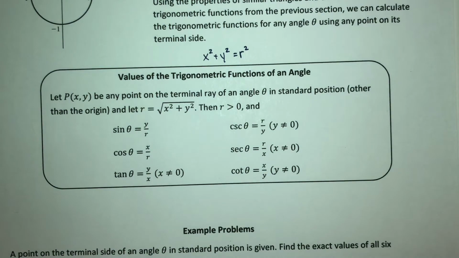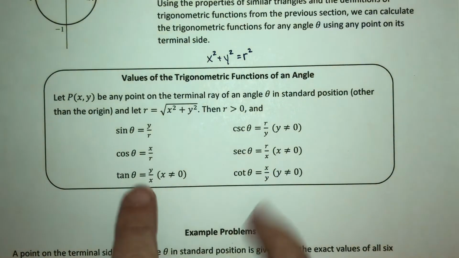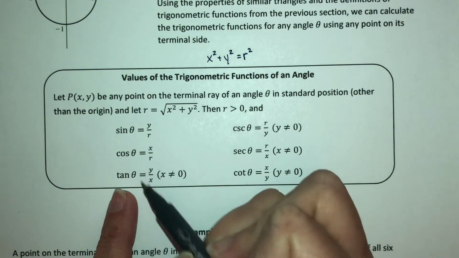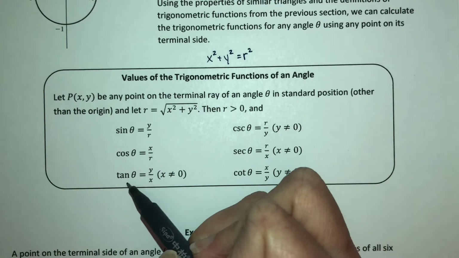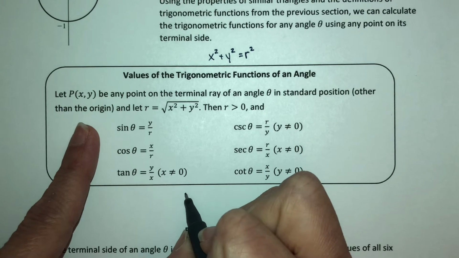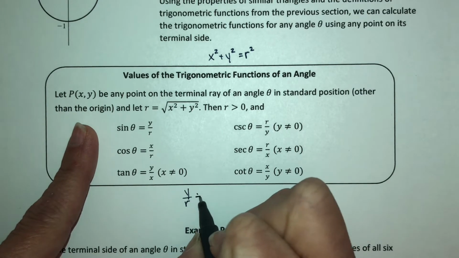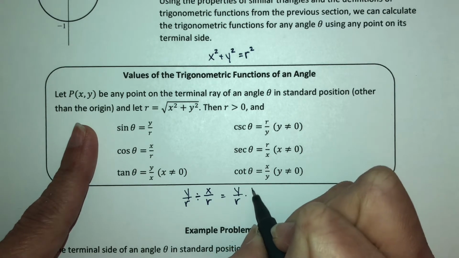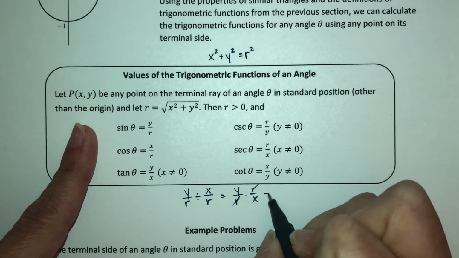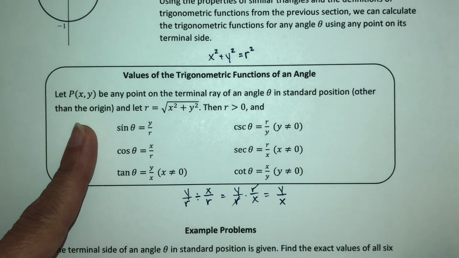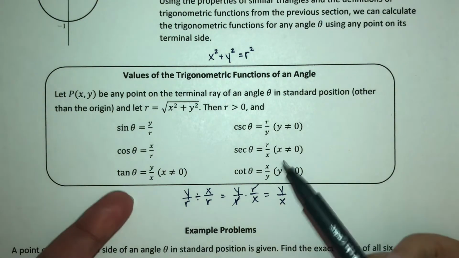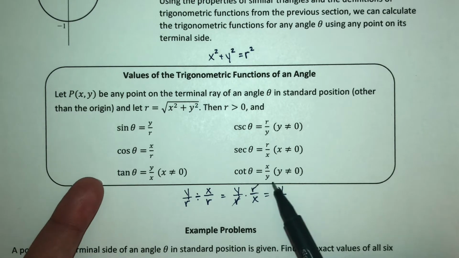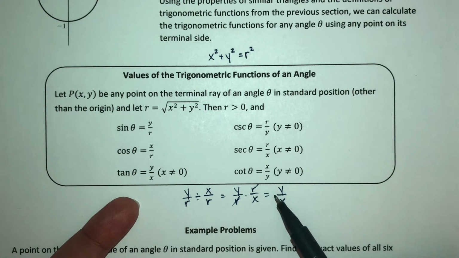Now for tangent and cotangent, we know that cotangent needs to be the reciprocal of tangent, so let's not worry about that right now. But let's look at tangent because it does not have an r in it at all. We know that tangent is sine divided by cosine. If I take y over r and divide it by x over r, you get y over r times r over x. Your radius cancels and you get y over x. So for tangent and cotangent, it really doesn't matter how long your radius is, because you're still going to do y over x, x over y.